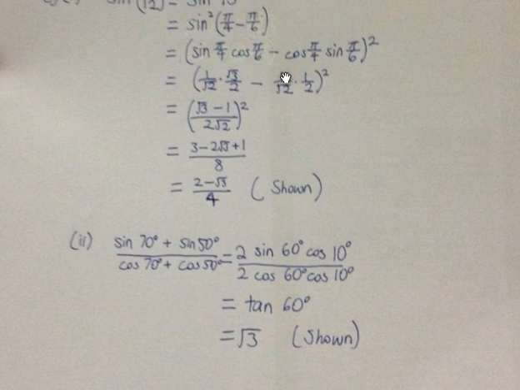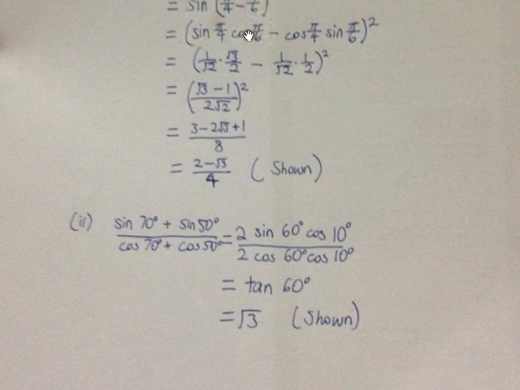So using the sine factor formula, okay, we get sine pi over 4 times cosine pi over 6 minus cosine pi over 4 times sine pi over 6, and square this whole thing because it's sine square. Okay, and these are standard values.